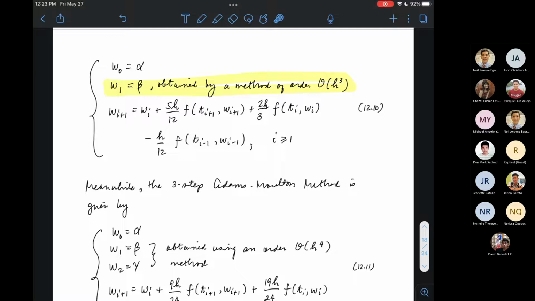But once you have alpha and beta, you can proceed with the iteration given in equation 12.10. You can compute w sub 2 using w sub 0 and w sub 1, and then w sub 3 using w sub 2 and w sub 1, and so on. But you see the kicker here. Ano yung price that we had to pay to get 1 degree of accuracy? The right-hand side of equation 12.10 now might involve w sub i plus 1. So magiging problematic ito kapag hindi natin kayang ilagay yung w sub i plus 1 dun sa kabilang equation.